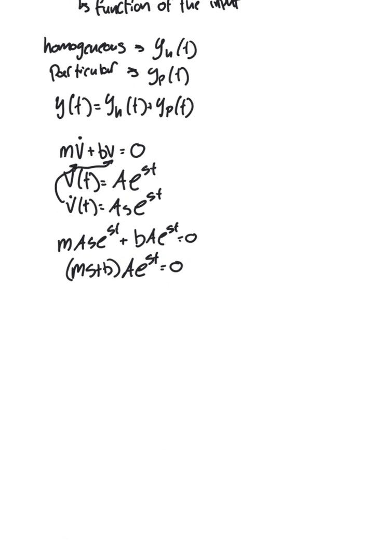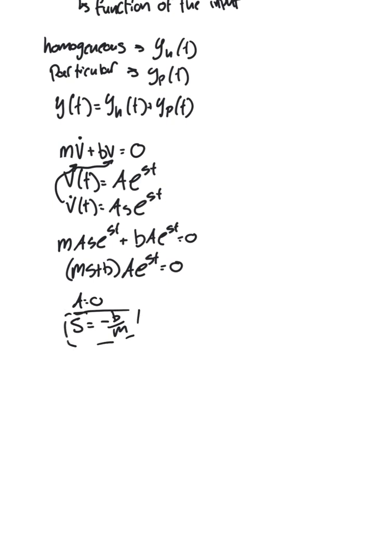So there's two ways that this equation could be solved. There is a trivial solution where a is equal to 0, and that would solve this equation. But we're not interested in the trivial solution. We're going to look at what happens when s is equal to minus b over m.